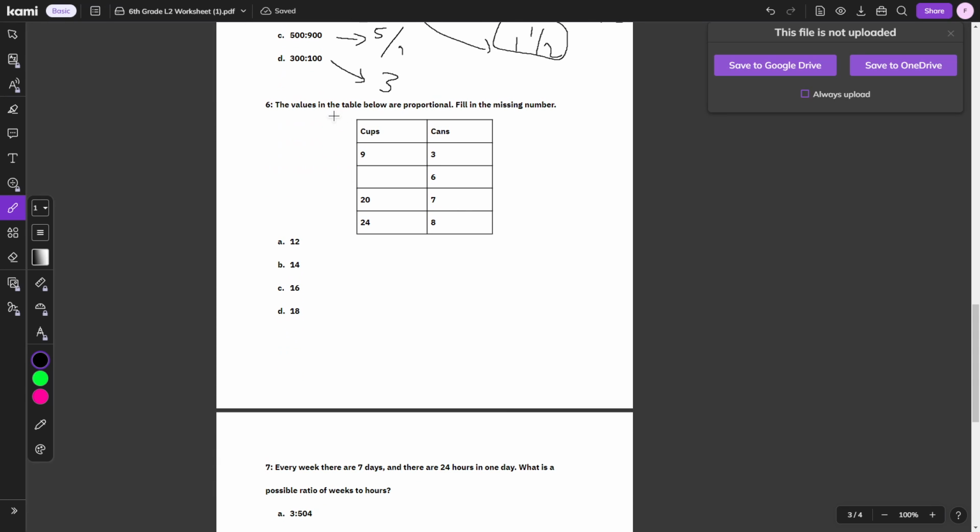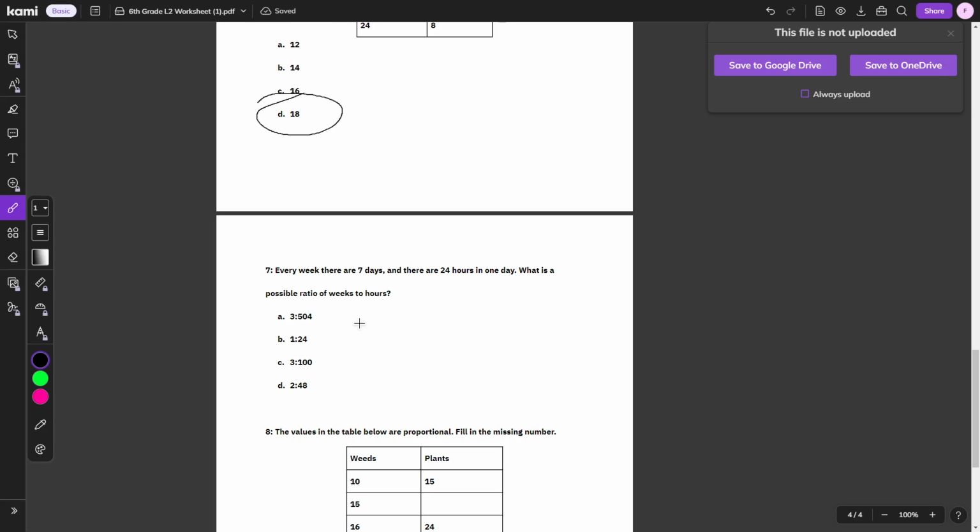The values in the table below are proportional. Fill in the missing number. 3 to 9. So for every 1 can, there's 3 cups, which you can find by doing this. 6 cans, 6 times 3, 18. For every 1 can, there's 3 cups. And you just need to multiply the 1 can by 6 and multiply the number of cups, which is unknown, by 6.